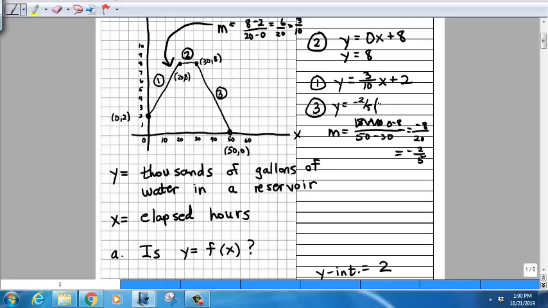So I have minus 2/5 x minus 30, right? And then just add on the 8, okay? And there's your formula. Not quite simplified form, but that's good enough, right? There's the formula for that third piece.